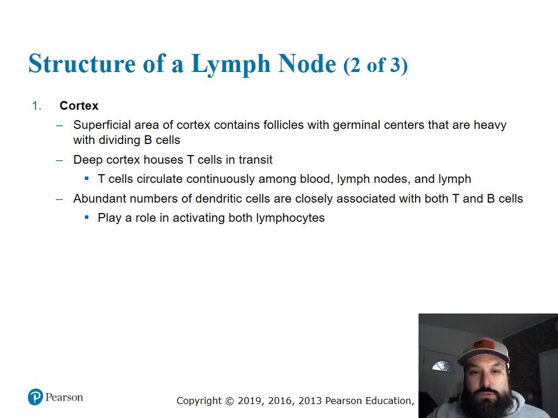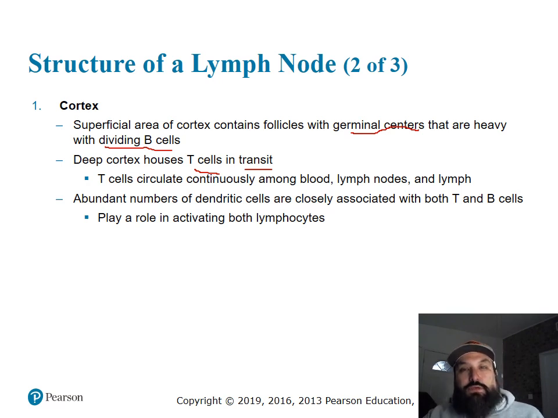So in the cortex, what do you have there? In the cortex, we have what we know to be germinal centers. This is where you're going to have the B cells dividing. Germinal means germination, making new things. These are where the B cells make more B cells, undergoing mitosis in the cortex. In the deeper cortex, you have T cells that are in transit, moving in those areas.